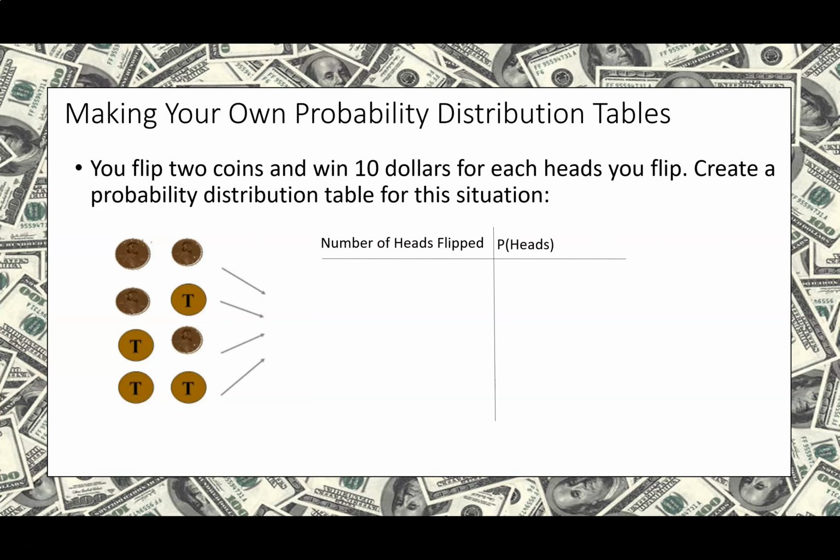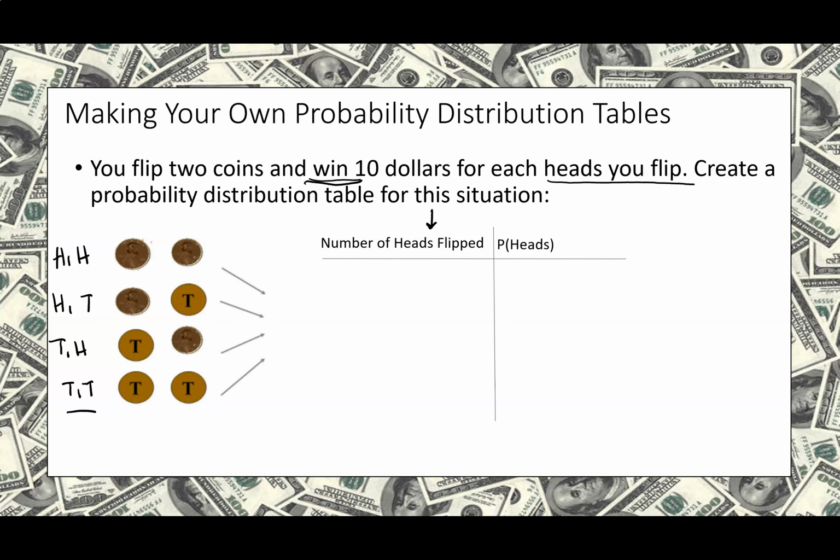And when you flip 2 coins, what are all the possibilities? Well, you've got heads, heads, heads, tails, tails, heads, and tails, tails. But more importantly, you need to read the question carefully. It says that you win, and this $10 doesn't matter, but you win for each heads that you flip. And you should also recognize here that this says the number of heads flipped. Well, if you are flipping a coin twice, what are the possibilities for the number of heads flipped?